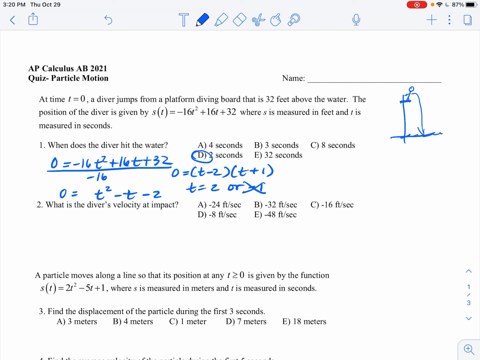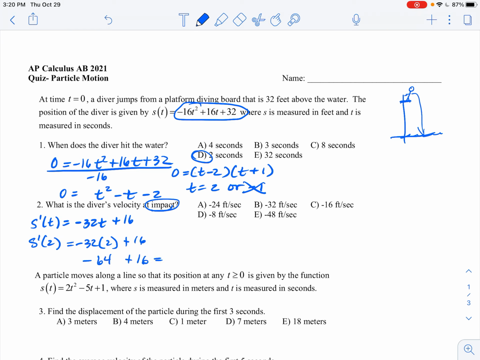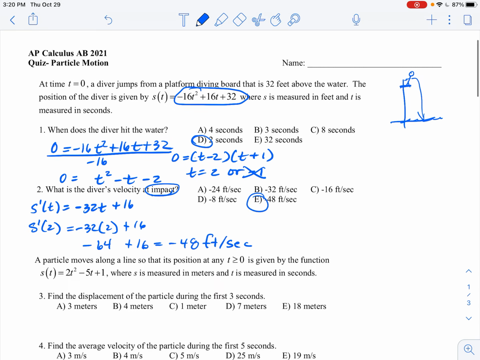Number 2, what is the diver's velocity at impact? Velocity is the first derivative of position, so s prime of t is equal to, well, if I just use my function here with the power rule, this will give you negative 32t plus 16. We want to find out at impact, well, that's at a time of 2 seconds, so s prime of 2 is negative 32 times 2 plus 16, negative 64 plus 16, and that's negative 48, and that's feet per second. Velocity is feet per second.